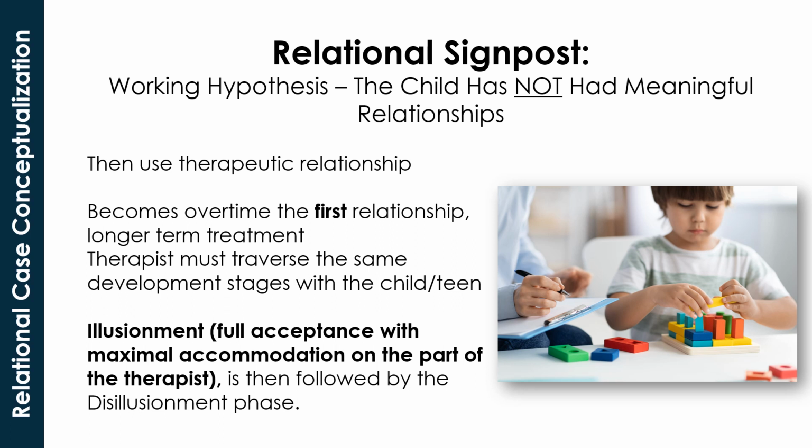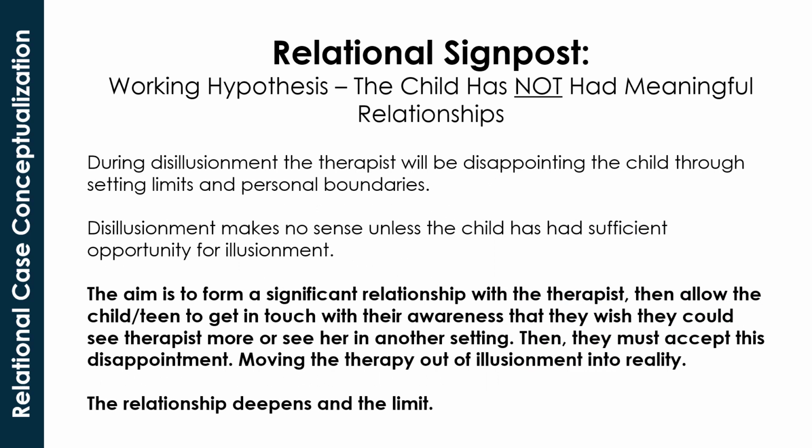And the first phase, illusionment, right, where there's full acceptance with maximal accommodation on the part of the therapist. During this phase of the therapy, the therapist is doing maximal accommodation towards the child and helping the child feel exquisitely important. The phase following this is the disillusionment phase that we'll talk about as well. So during disillusionment, the therapist will be disappointing the child through the setting of limits and personal boundaries that show up as part of therapy, of working within the frame. And disillusionment makes no sense unless the child has had a sufficient opportunity for illusionment.